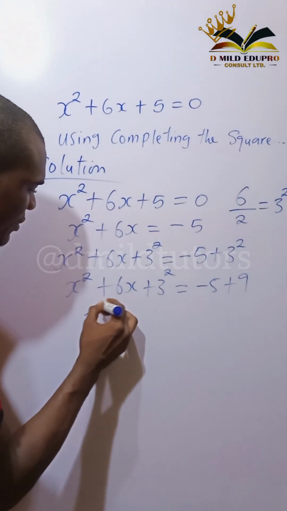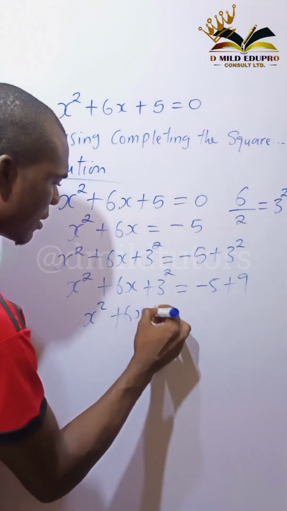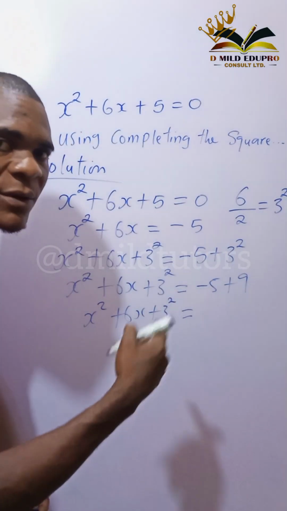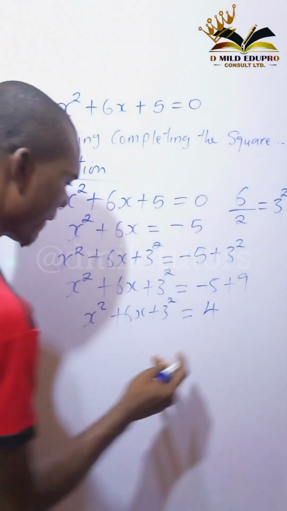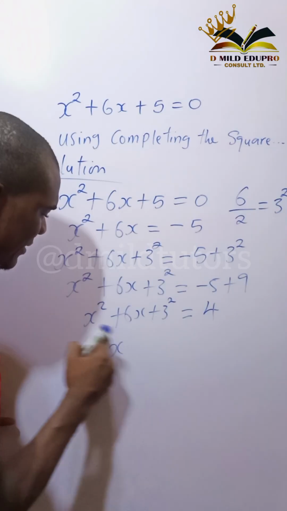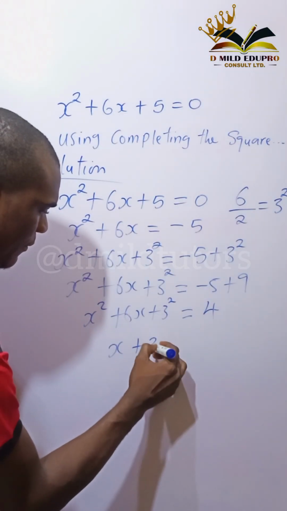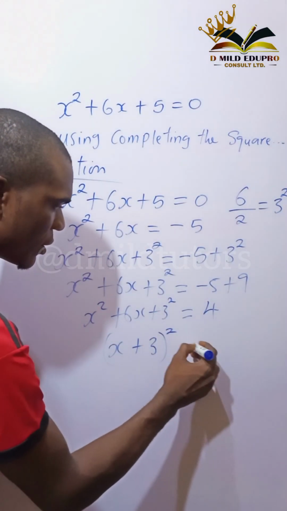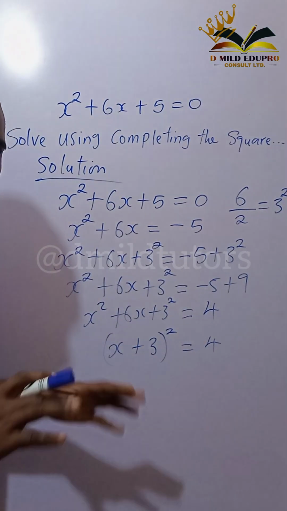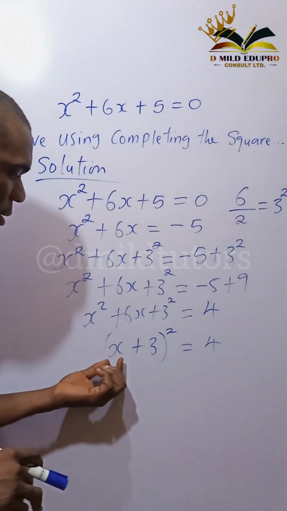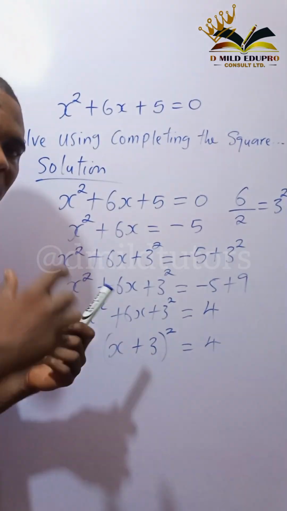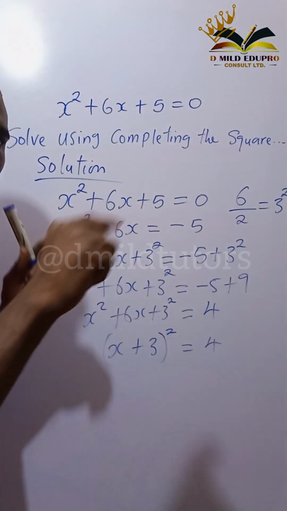So we now have x raised to the power 2 plus 6x plus 3 raised to the power 2 equals minus 5 plus 9, which will give us 4, right? Now this we can simplify as x plus 3 all raised to the power of 2 equals 4. Now furthermore, we are looking for the x variable, right? Here we have to eliminate this power, and the only way to eliminate the power is to take the square root of both sides.